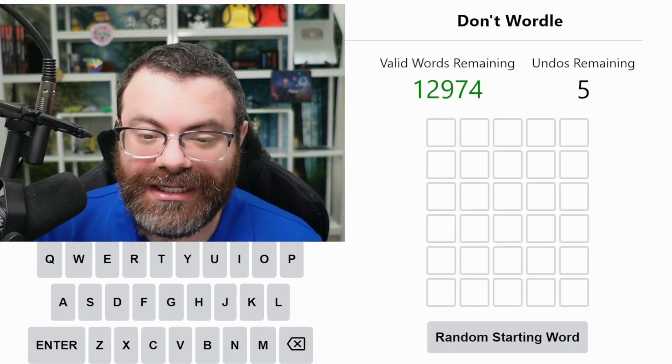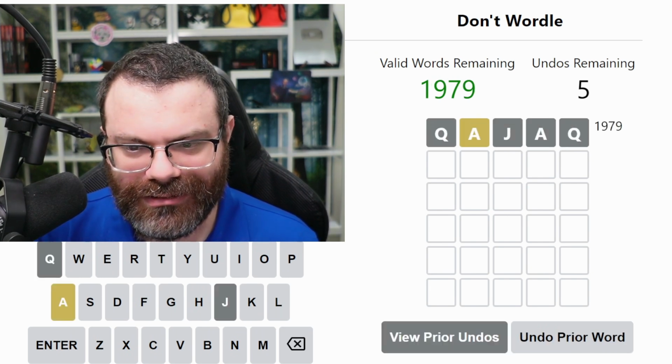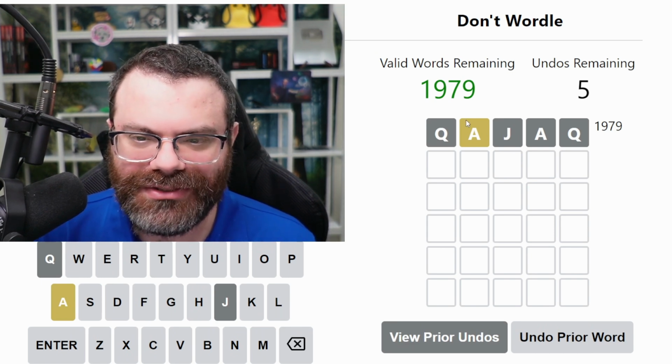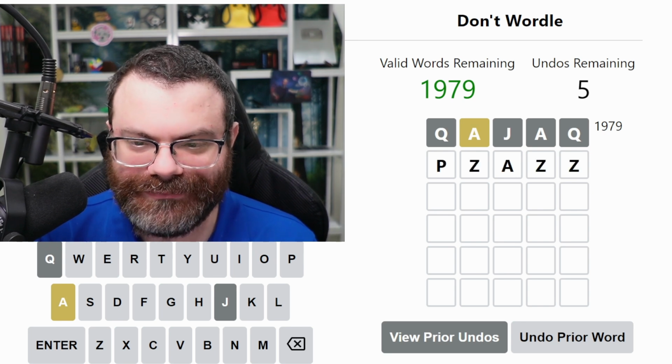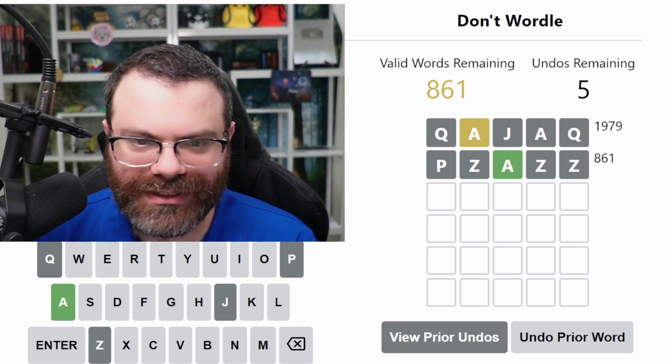Let's play Don't Wordle. We're trying to fail. So we start with kayak. All right, so now we have to use the A because there's the yellow A. And we're not allowed to use two A's because there's not two A's, and we can't use them in these slots anymore. So I'm going to do pizzazz. All right, A is in the middle. There's 861 words left.